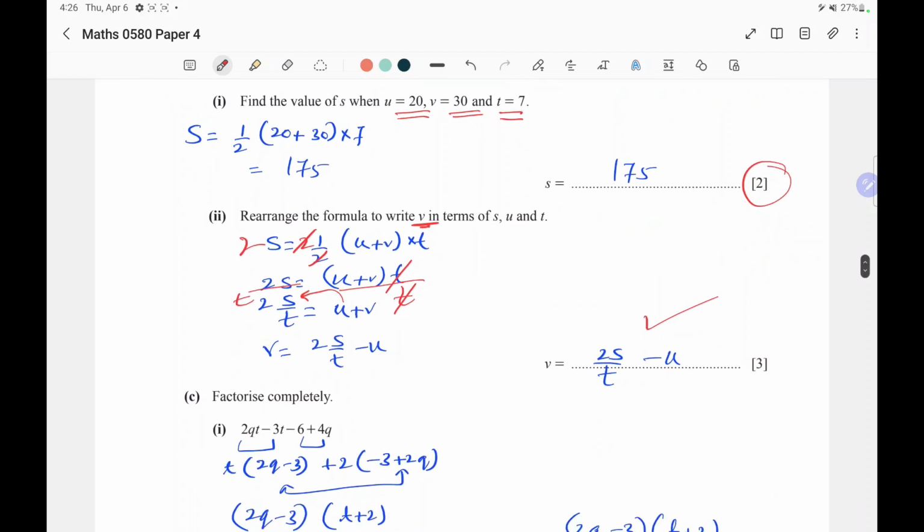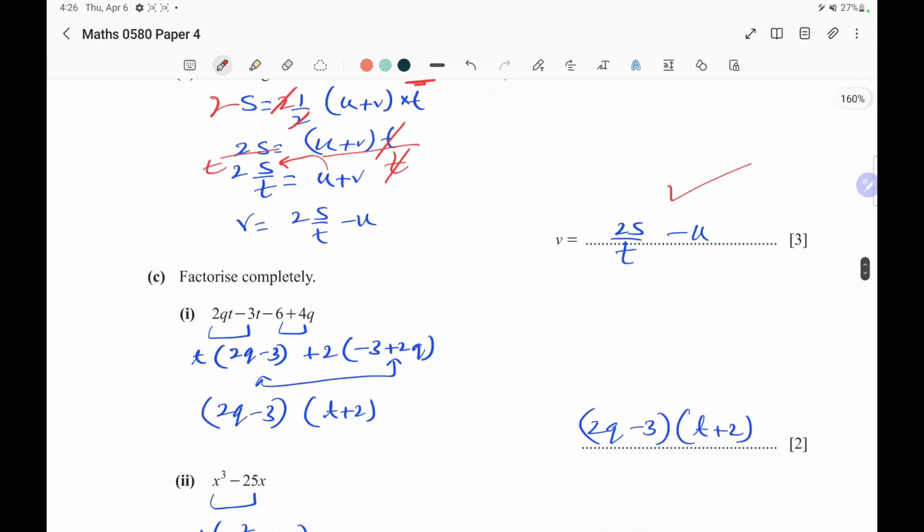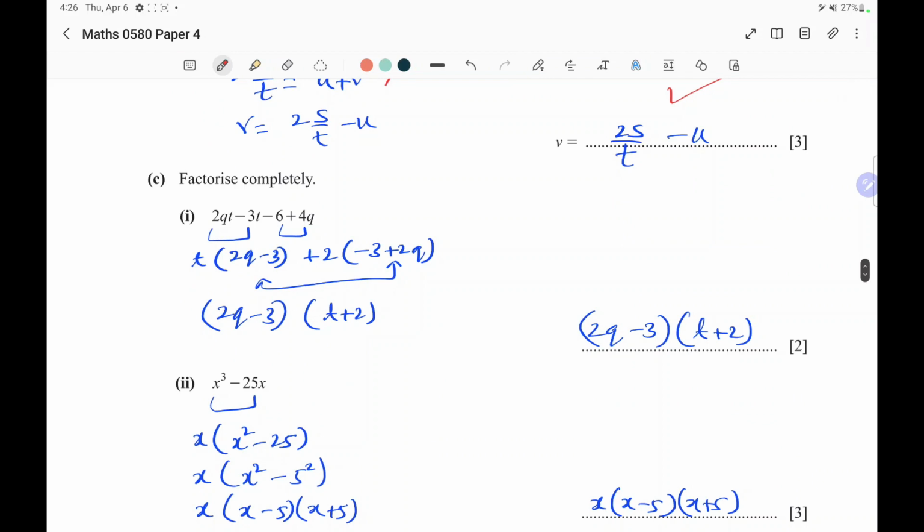Now we are going to solve C part, that is based on factorization. And the question says 2QT minus 3T minus 6 plus 4Q. Over there you can check, this is T and this is T, right? So we can take T common from here. And this is 6 and this is 4 and there is no Q common, but we can take 2 common from these. By the way, if you take T common from here, then you will get 2Q and minus 3.